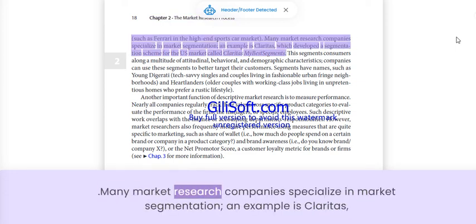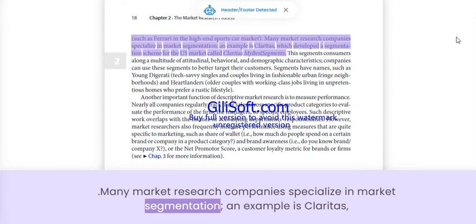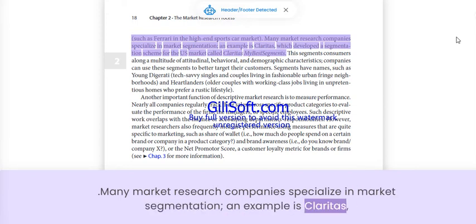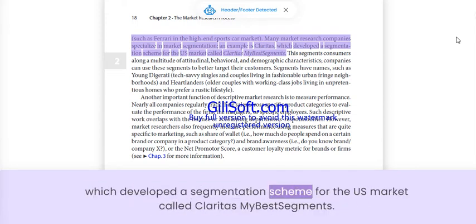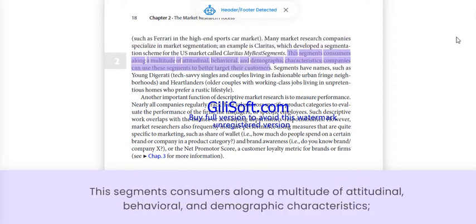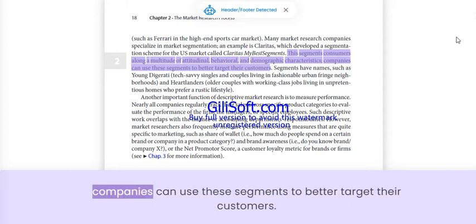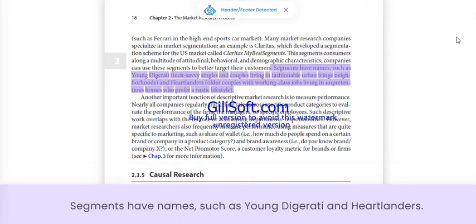Many market research companies specialize in market segmentation. An example is Claritas, which developed a segmentation scheme for the U.S. market called Claritas MyBestSegments. This segments consumers along a multitude of attitudinal, behavioral, and demographic characteristics. Companies can use these segments to better target their customers. Segments have names, such as Young Digerati and Heartlanders.